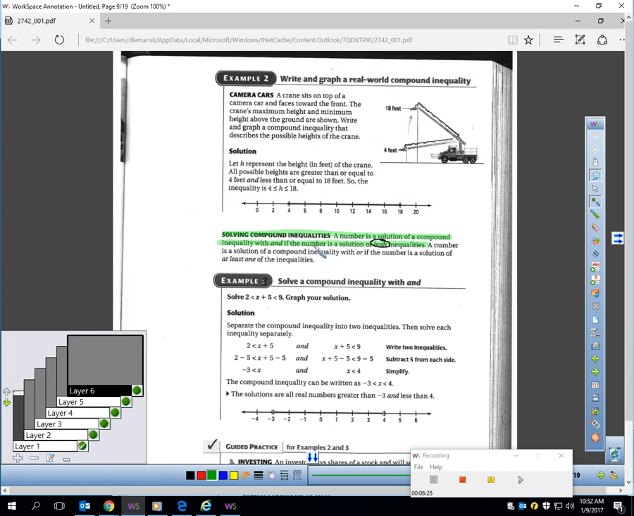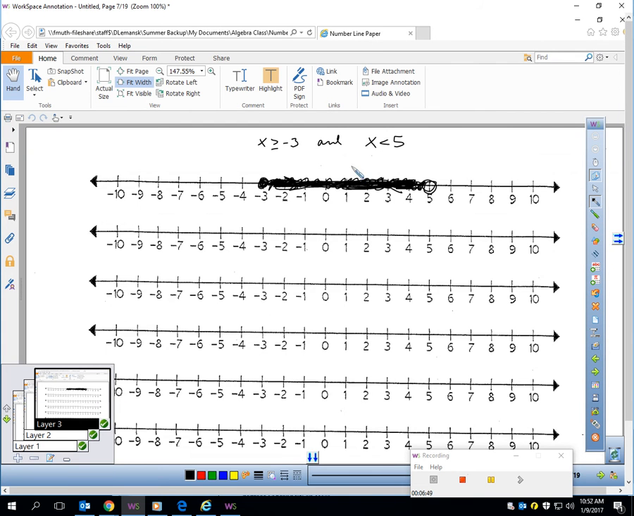When you solve a compound inequality, a number is a solution of the compound inequality with "and" if the number is a solution of both. So in other words, when you see the word "and," for a number to be a solution, it has to satisfy both inequalities. For example, going back a couple screens, like here, 1 would be a solution to both of these. 1 is greater than -3, and it's less than 5. So to solve an "and" statement, the number must make both statements true. It's got to make both true.